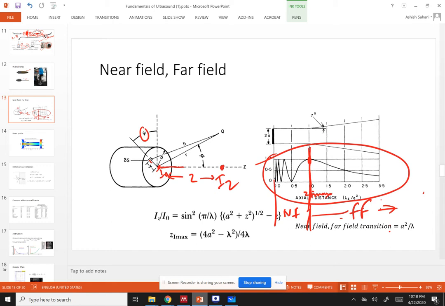But as lambda is typically much smaller than a, okay, so as lambda is much smaller than a, we have just a minute.